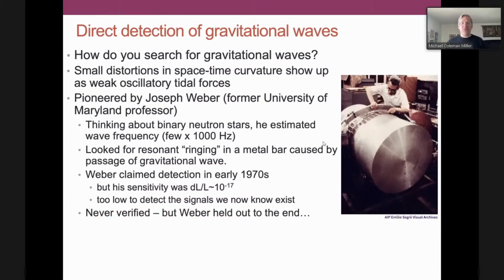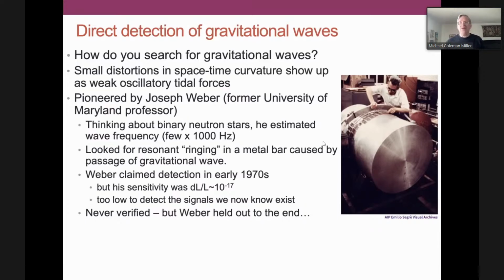Now, the indirect evidence was corroborated, lots of timing of that system, other systems were discovered. But how is it that you can directly detect the effect of gravitational waves on space-time in changing distances? The idea is that you have small distortions from waves in space-time curvature that show up as weak oscillatory tidal forces. And the person with the vision to believe that this could actually be done was a professor at my institution, the University of Maryland, Joe Weber. Here he is on the right. He's working in the 1960s or 70s on one of his detectors.